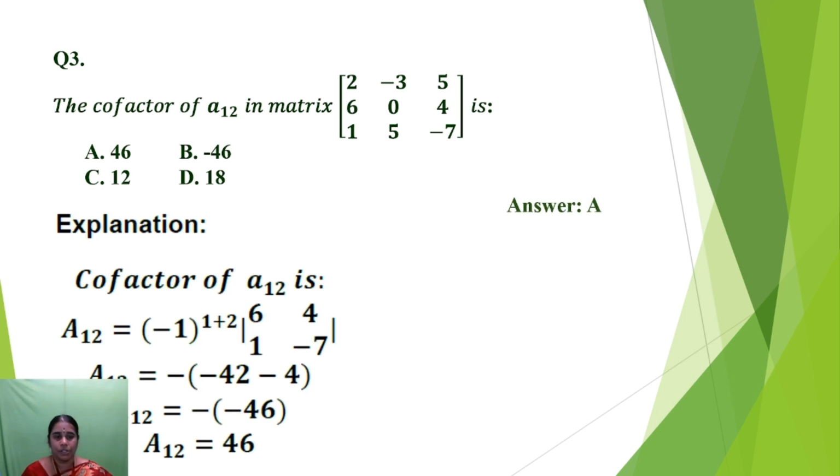Here is your explanation. Cofactor of A12 is nothing but minus 1 power i plus j into the minor of that matrix, which is nothing but the minor of that particular element.